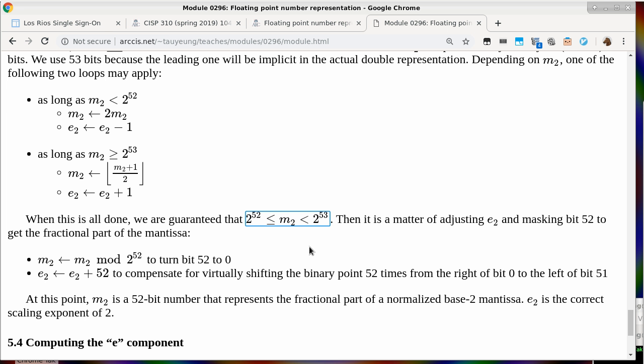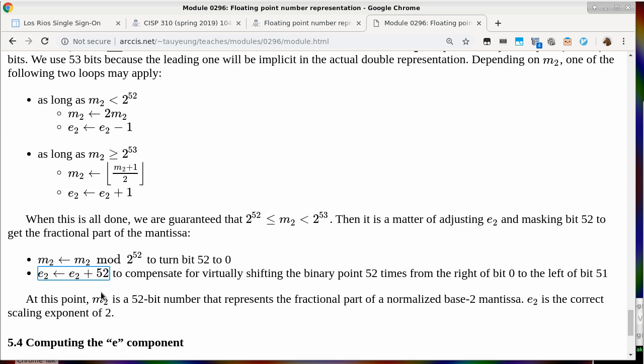It's pretty easy to do because all we are really trying to do is to turn bit 52 to a 0. We keep all the 52 lower bits, bit 0 to bit 52, we keep. Bit 52, we turn it into a 0. We just get rid of it. But by doing that, which is an implicit shift operation, we also have to remember to add 52 to E2. Because what we have implicitly done, in this case, is we are shifting the binary point.